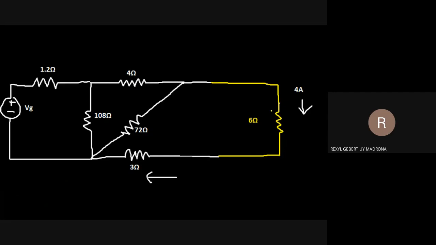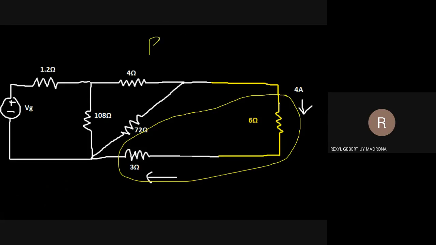So the next thing we see is that the new 6 ohm resistor and the 3 ohm resistor are in series. So we combine them. R is equal to 6 plus 3, equals 9.